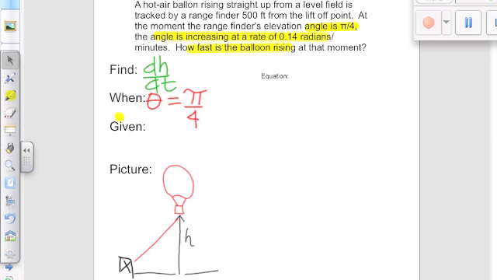So if I go into this, I should actually write this as d theta dt is equal to 0.14 radians per minute, because of this word right here. It's a rate, so I know it's a derivative of the angle. Okay, good.